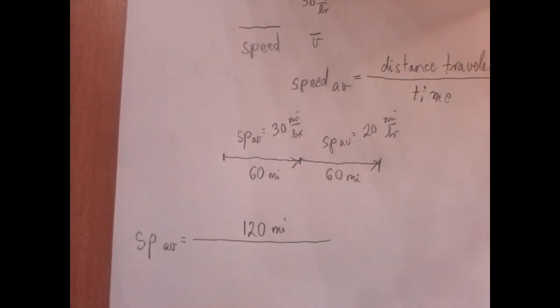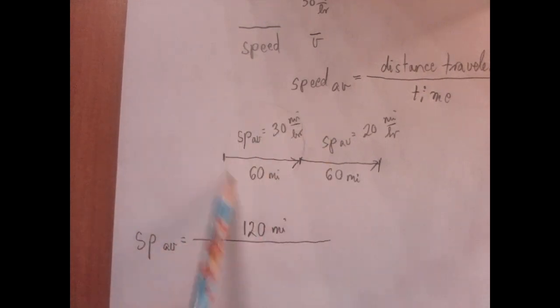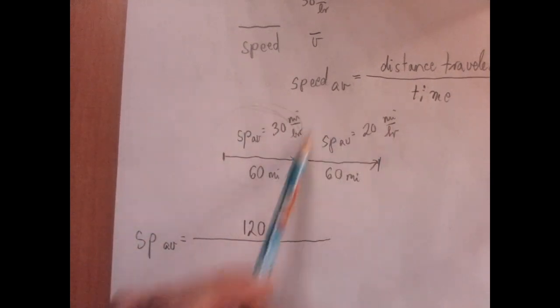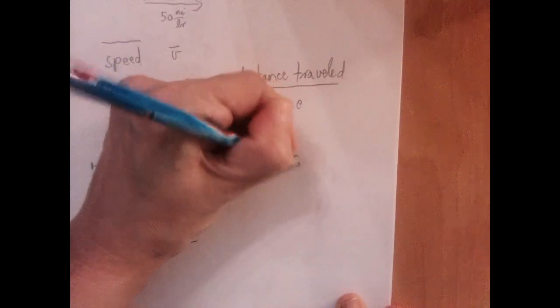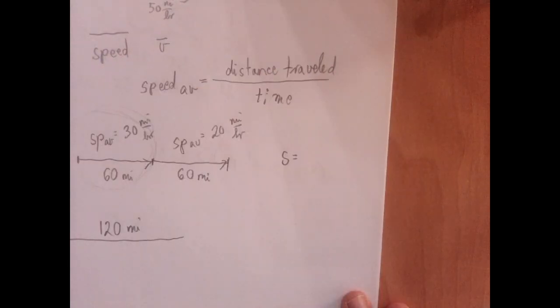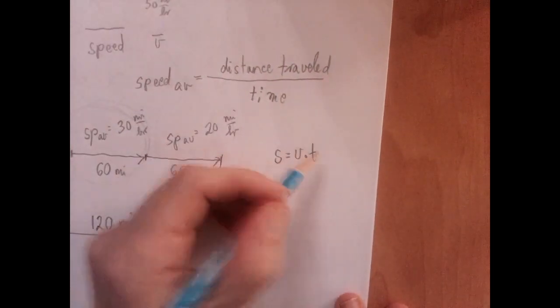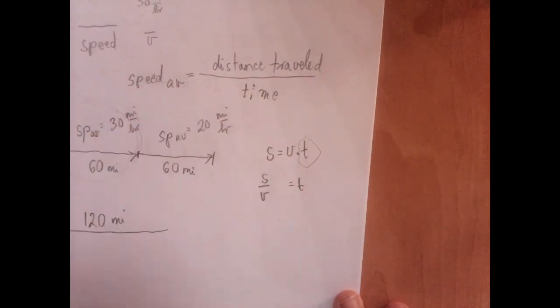Now here we need times, but we don't have times. We just have speed and distance, speed and distance. So we have to figure out how long it took to travel the first part, and how long it took to travel the second part. So let's do that. The distance, provided that the velocity is constant, is velocity times time. So we can solve for time here. Time is the distance divided by the velocity.